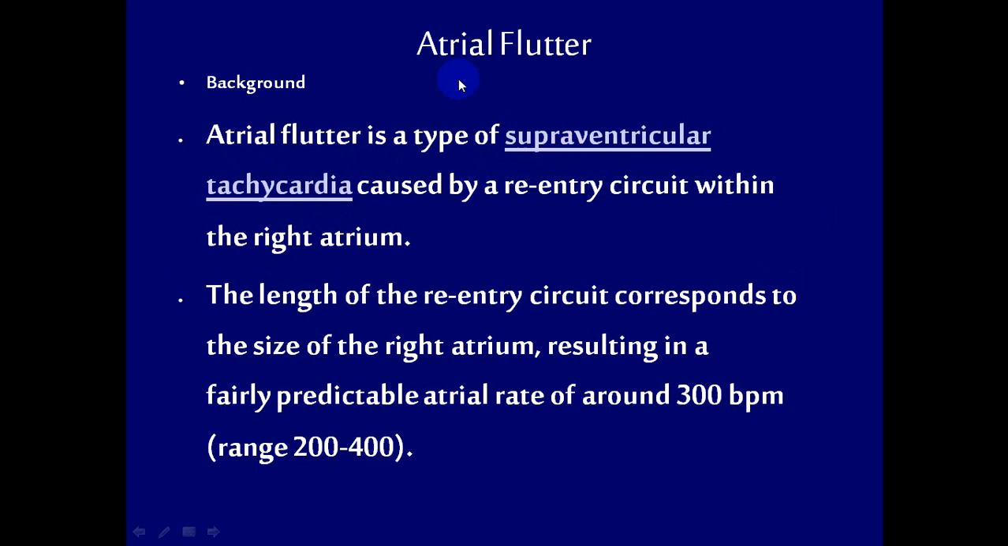Like paroxysmal atrial tachycardia, multifocal atrial tachycardia, atrial fibrillation. All of these are supraventricular. Flutter is caused by a re-entry circuit within the right atrium in an anti-clockwise fashion. We will see it in the diagram. The length of the re-entry circuit corresponds to the size of the right atrium, resulting in a fairly predictable atrial rate of around 300, in the range of 200 to 400.